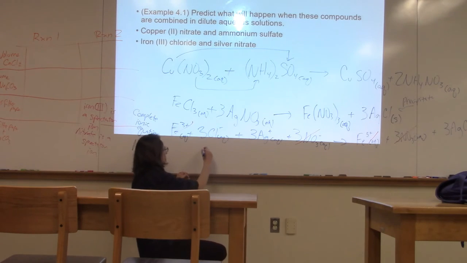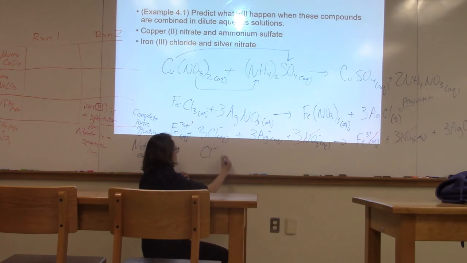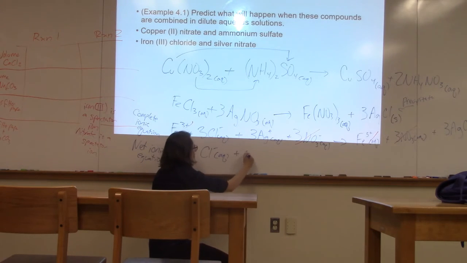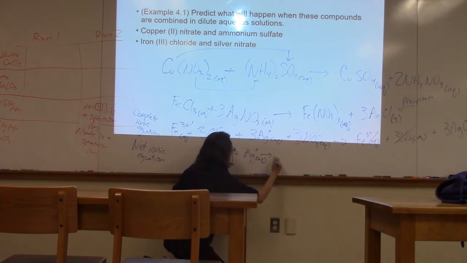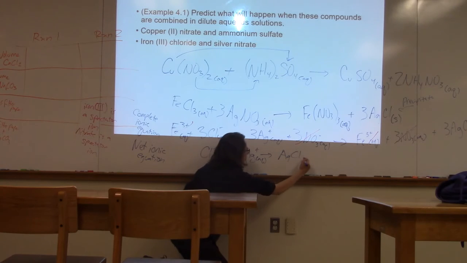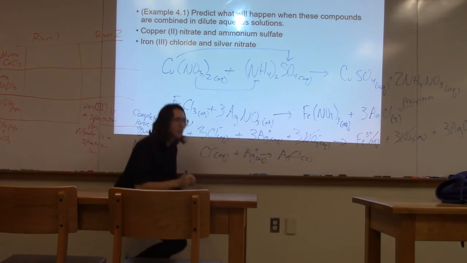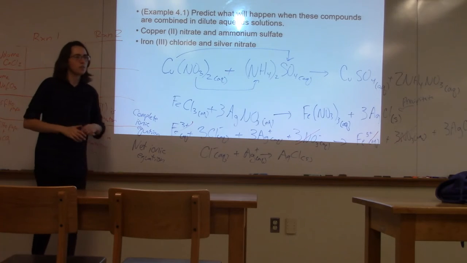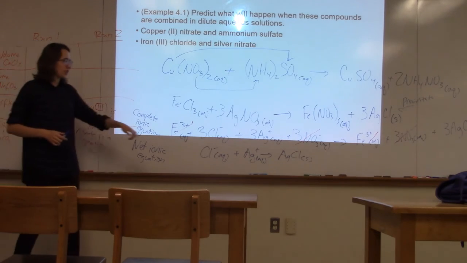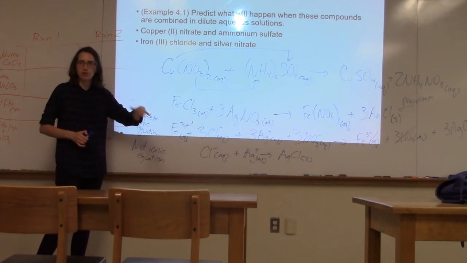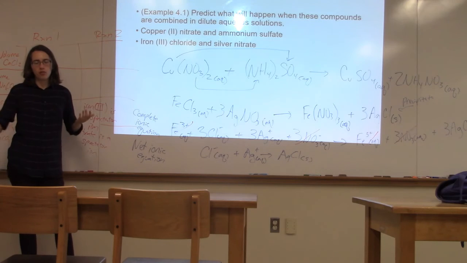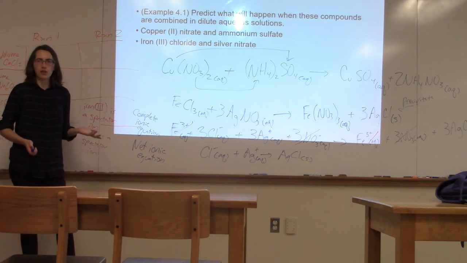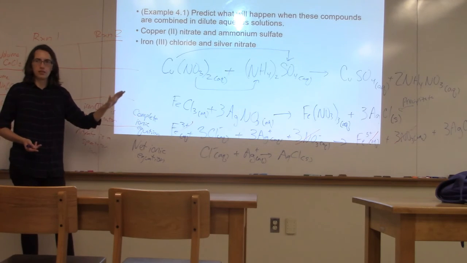So our net ionic equation here is Cl minus plus Ag plus yields AgCl solid. I just canceled out the 3's because you can. This is what's actually happening. Chloride and silver are coming together and forming a solid. The iron and the nitrate aren't participating. They're there, but they don't participate in the reaction. This is the net ionic reaction: just the ions that are involved in making the solid precipitate.